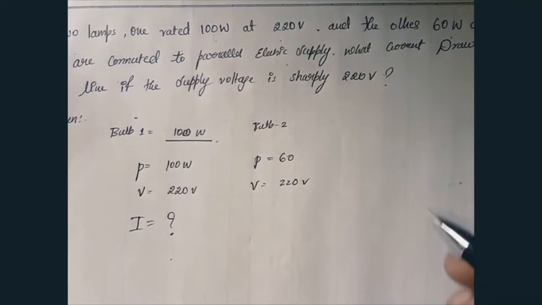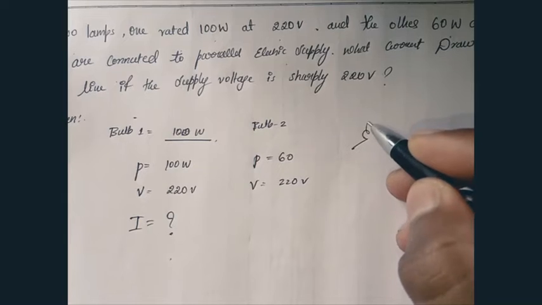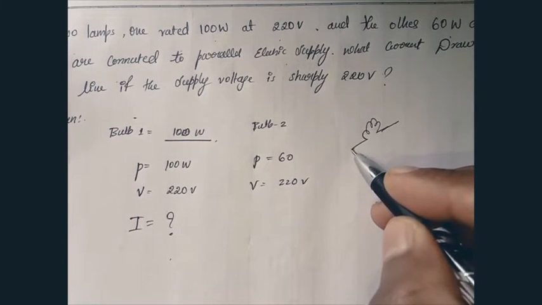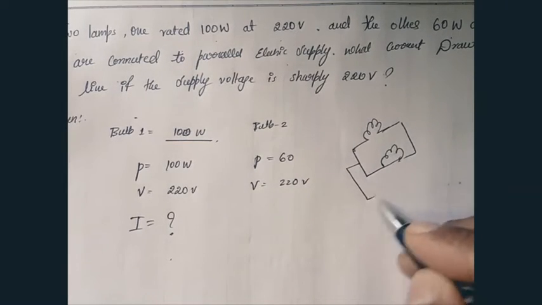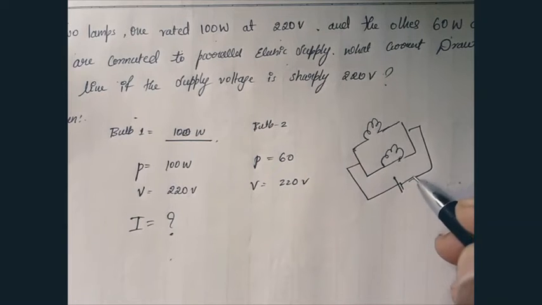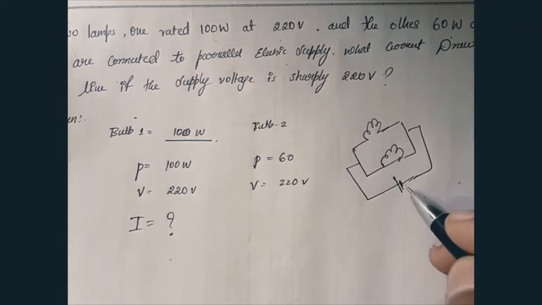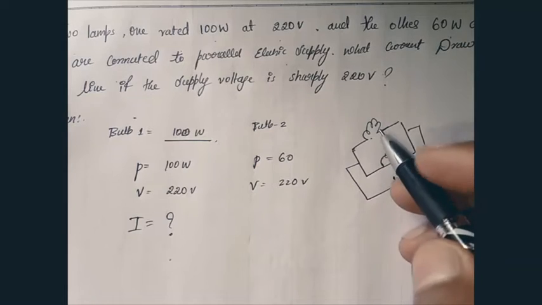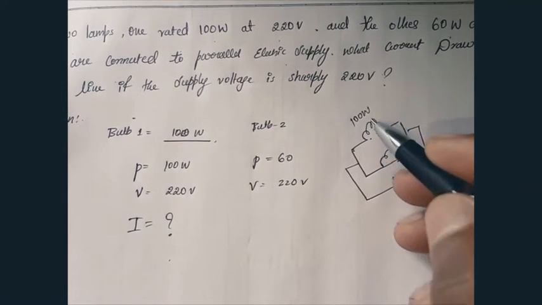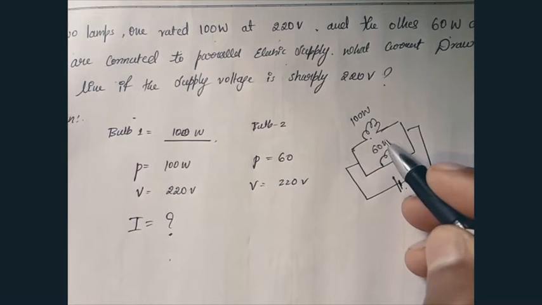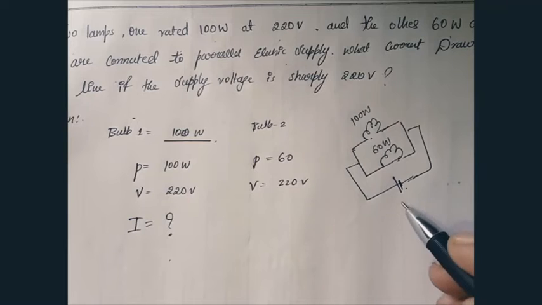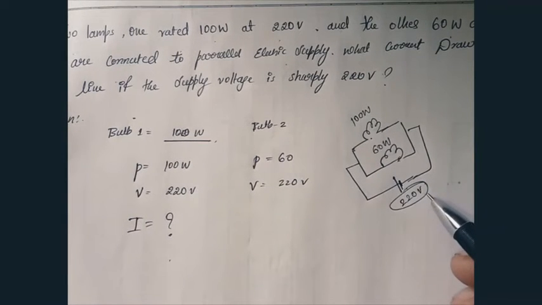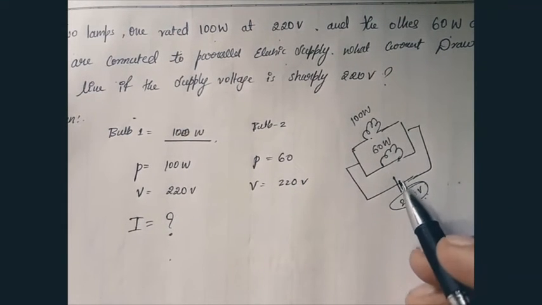What they're trying to say is that there are two lamps, which are connected in parallel to each other, and there is a source of electricity. This one is rated as 100 watt and this one as 60 watt. One more thing, the potential difference across those two is 220 volts. They're asking what is the current that is drawn from this source.